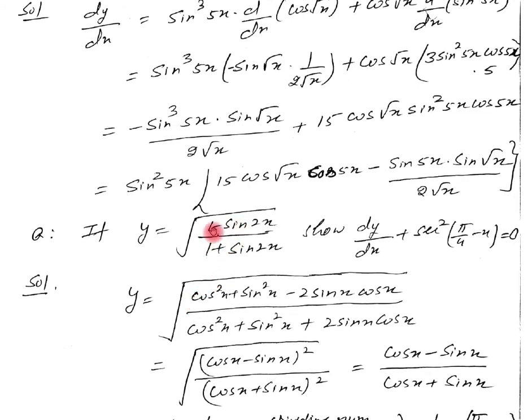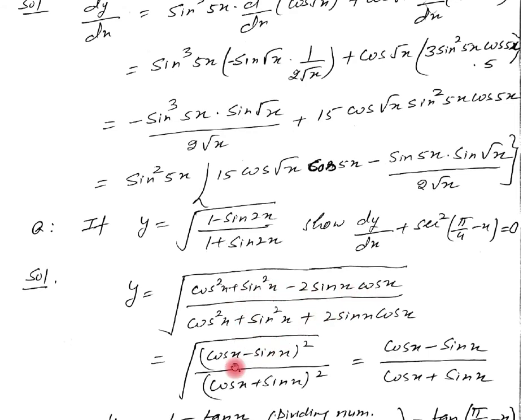First, 1 can be written as cos square x plus sin square x, and minus sin 2x can be written as 2 sin x into cos x. Similarly in the denominator, again 1 can be written as cos square x plus sin square x, and sin 2x can be written as 2 sin x into cos x. We can make it a complete square using what? a square plus b square minus 2ab. It is what? a minus b whole square. Similarly in the denominator a plus b whole square. Then this is equal to cos x minus sin x upon cos x plus sin x.